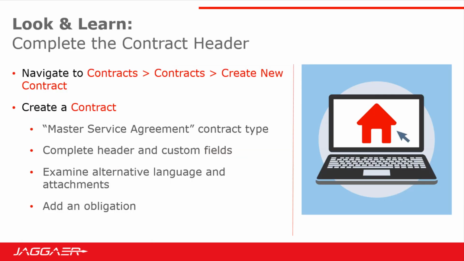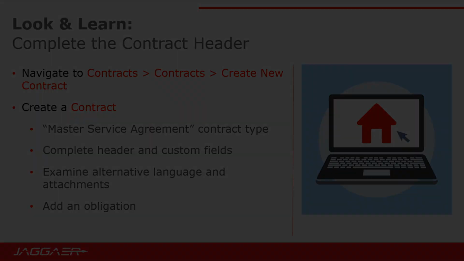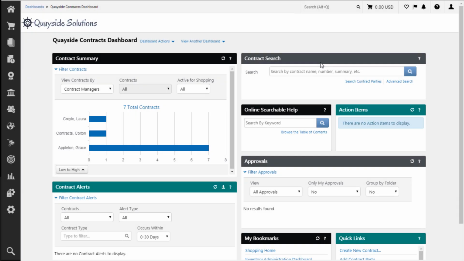Now we're going to go into the solution and look at how to create a contract. Before we start creating a contract, let's make sure to check our permissions. I want to make sure that I have the ability to perform this task today.